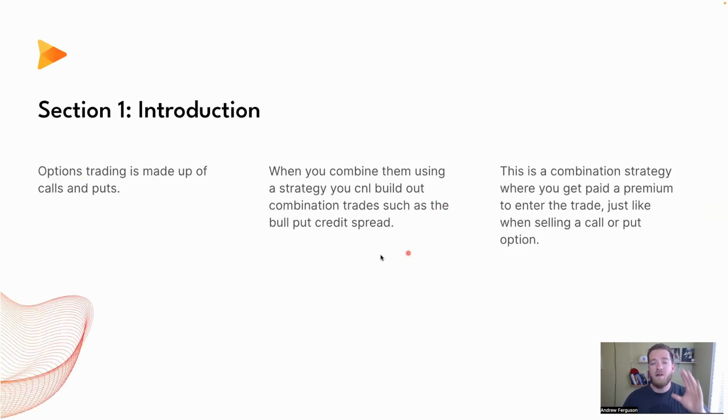First off, you need to understand that options trading is made up of both calls and puts. And inside the options world, there's things called combination trades. And all this means is that you're taking one of these two options, calls or puts, putting them together, and you can build out a combination such as a bull put credit spread where you actually get paid cash up front to enter into a trade.